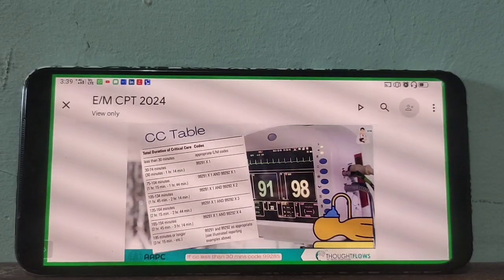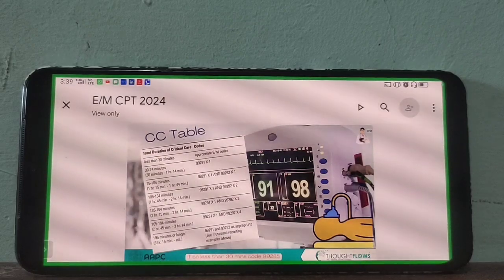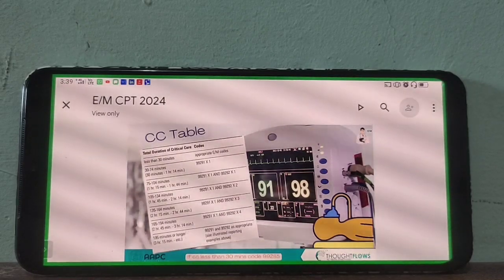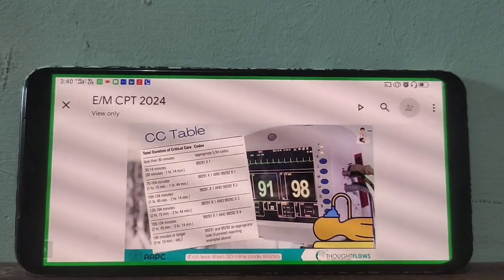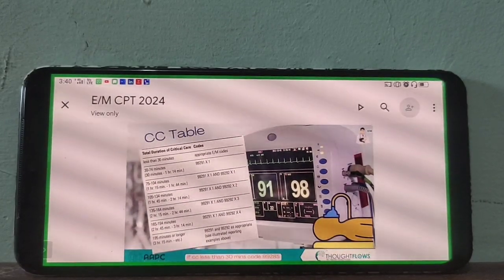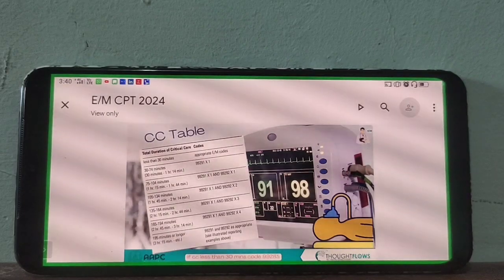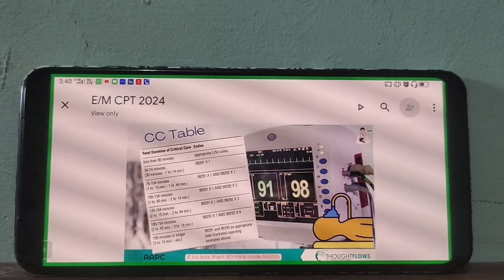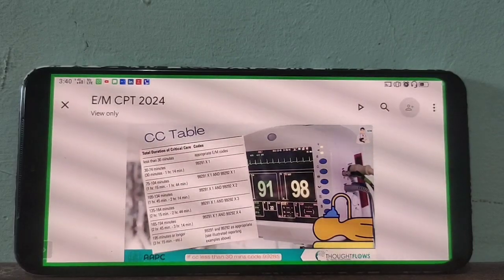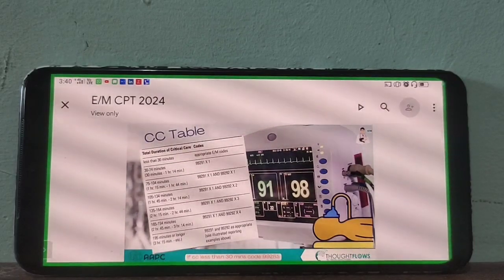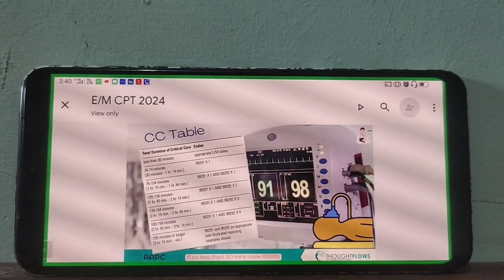Less than 30 means appropriate. Suppose if a patient is admitted into the observation, go for the observation unit. Suppose if a patient is admitted into the OP, go for OP, like that. So critical care service code should not be reported for less than 30 minutes. For less than 30 minutes, we should consider it as outpatient or observation.